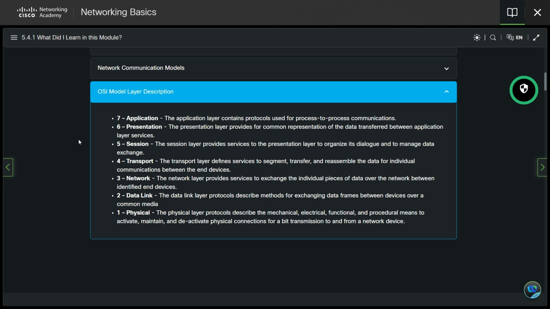The second layer is data link. The data link layer protocol describes methods of exchanging data frames between devices over a common media. The first layer is physical. The physical layer protocol describes the mechanical, electrical, functional, and procedural means to activate, maintain, and deactivate physical connections for bit transmission to and from network devices.